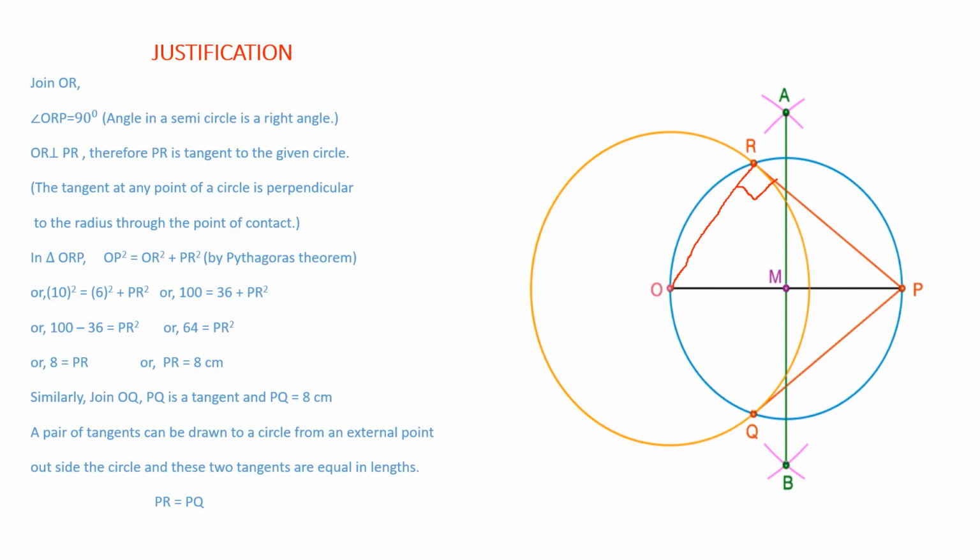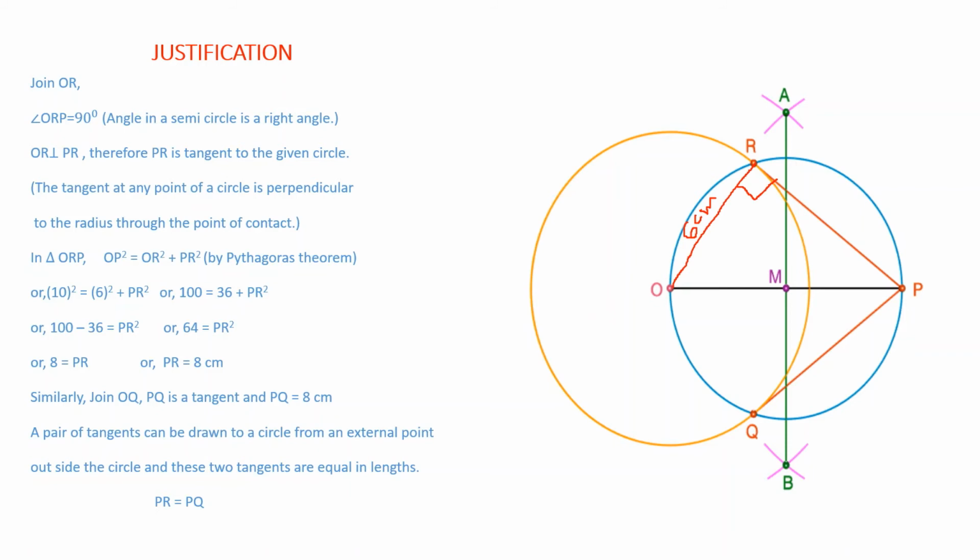OR is the radius of the circle, which is 6 cm in this case, and PR is a line, and OR is perpendicular to PR. So PR is the tangent. As we know, the radius of the circle is perpendicular to the tangent at the point of contact. The tangent at any point of the circle is perpendicular to the radius through the point of contact. So PR is the tangent.